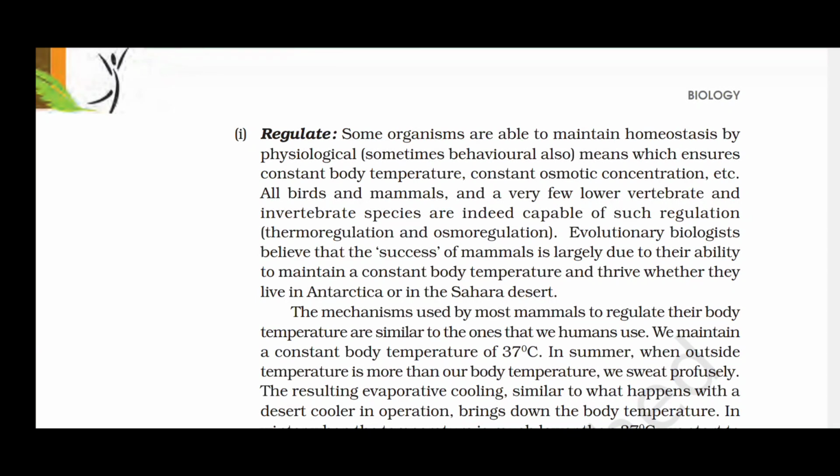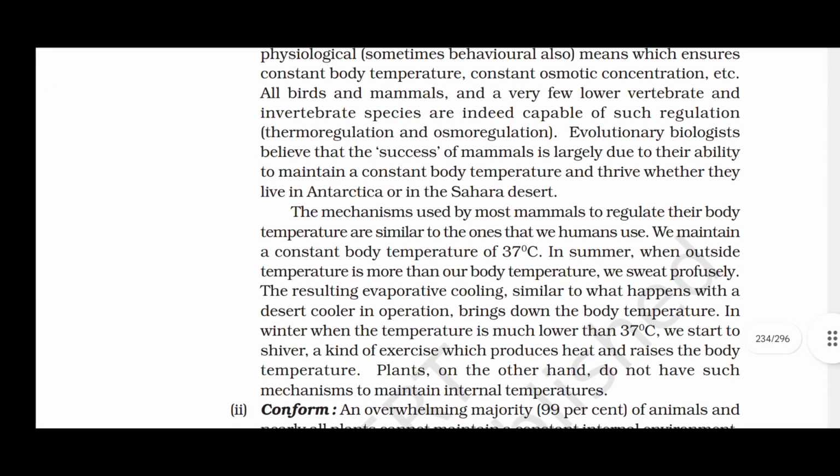The mechanism used by most mammals to regulate their body temperature is similar to the one that we humans use. We maintain a constant body temperature of 37 degrees Celsius. In summer, when the outside temperature is more than our body temperature, we sweat profusely. The resulting evaporative cooling, similar to what happens with a desert cooler in operation, brings down the body temperature.